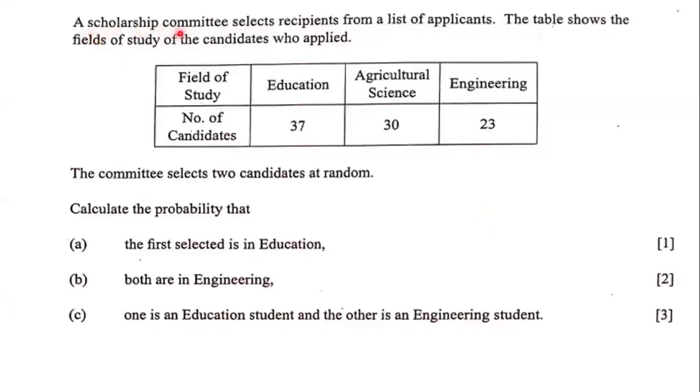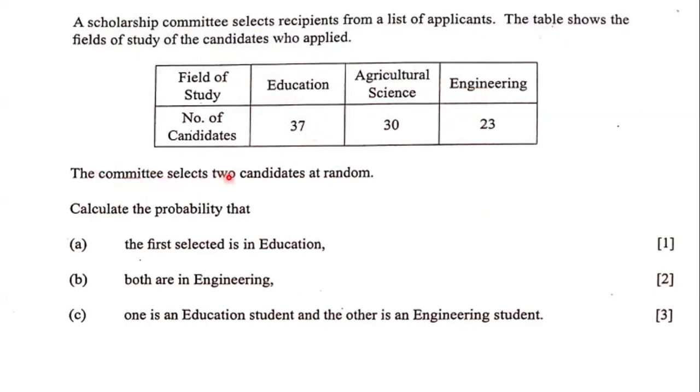A scholarship committee selects recipients from a list of applicants. The table shows the fields of study of the candidates who applied. So we have field of study: education, agricultural science, and engineering. The number of candidates in education is 37. The number of candidates in agricultural science is 30. And the number of candidates in engineering is 23.